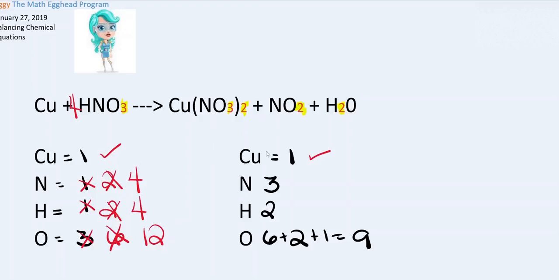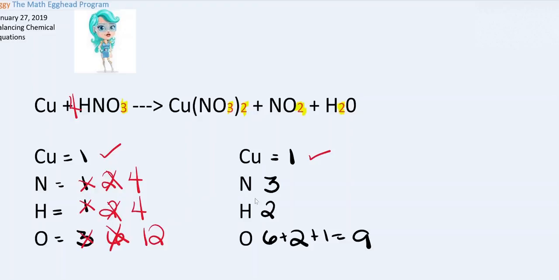Now, copper is still balanced. Now, your nitrogen is not balanced, your hydrogen is not balanced, and your oxygen is not balanced. Okay, so remember what I said here. Usually we want to go with the numbers that are even, that are smaller.